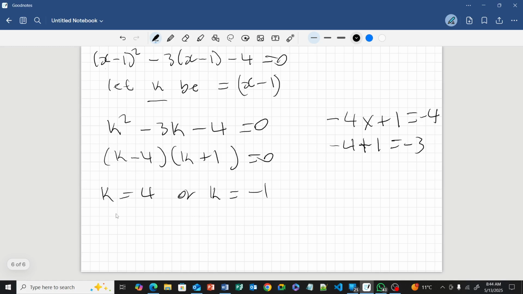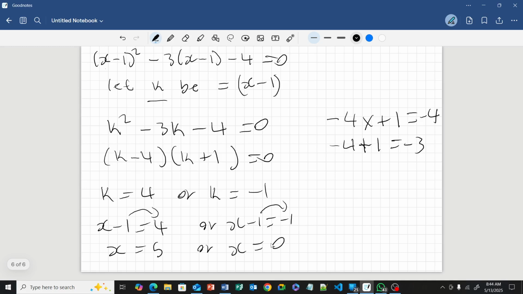Then I substitute back. So x minus 1 is equal to 4, or x minus 1 is equal to minus 1. Now I transpose that. x is equal to 5, or x is equal to, when this becomes positive, it will be a 0. Okay, so that is our answer.